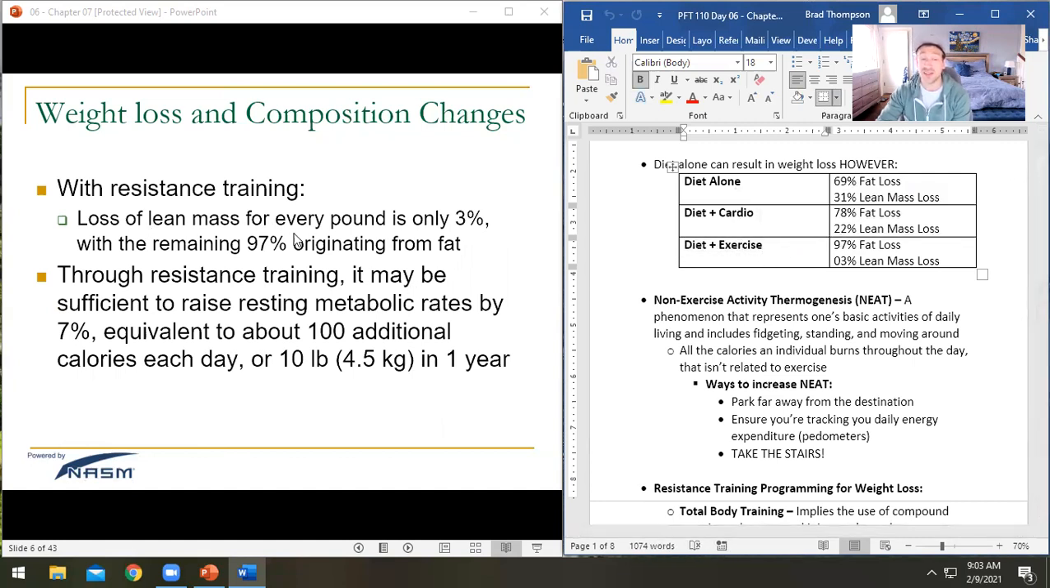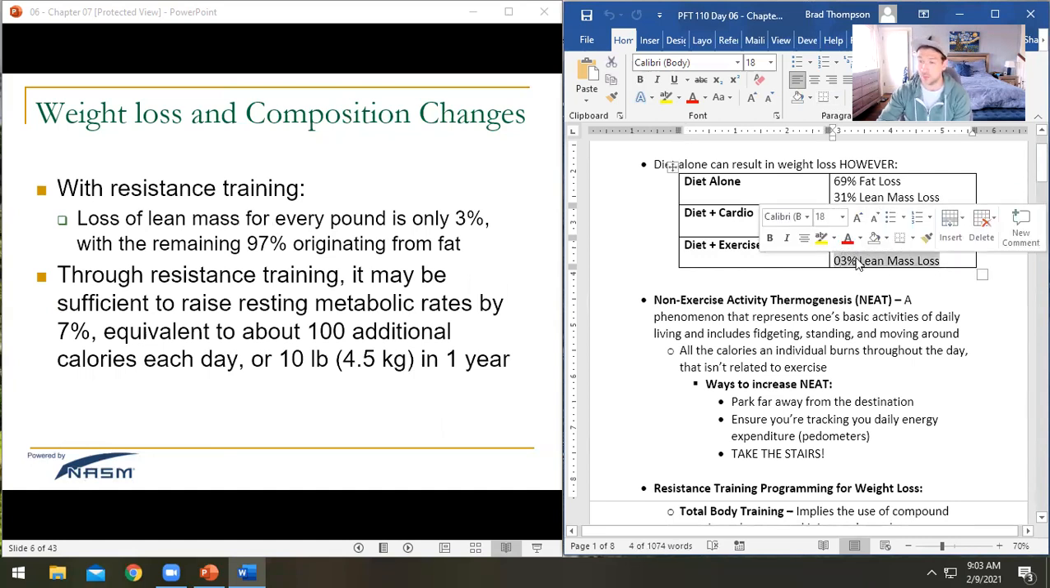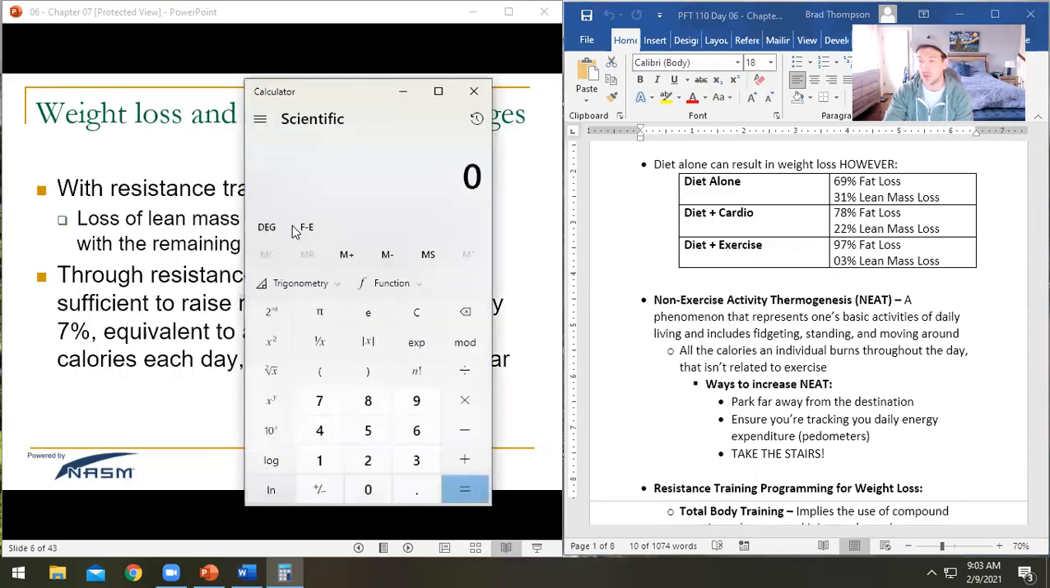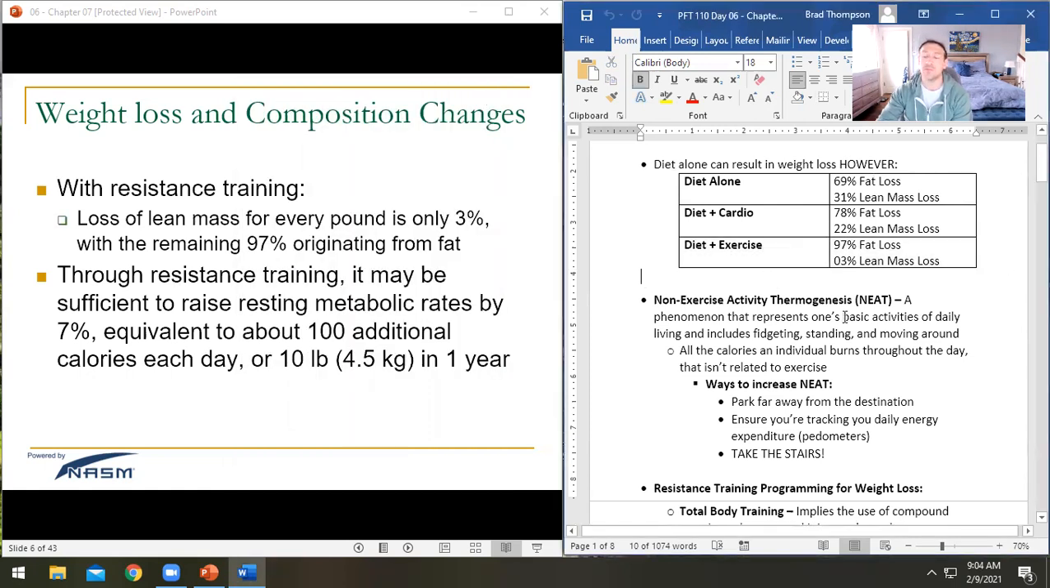Now we're going to see that for every pound of weight lost, 97% of it will be fat mass and 3% of it will be lean mass, right? Which is a very substantial difference there. So again, if we have a client who loses 20 pounds, that's 19.4 pounds of fat loss versus 0.6 pounds of muscle mass, which is much, much better.